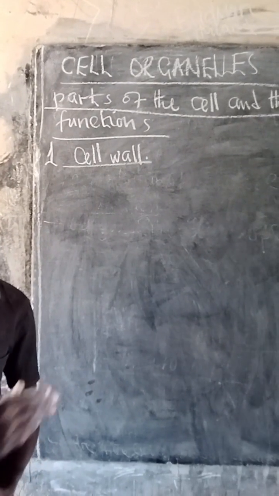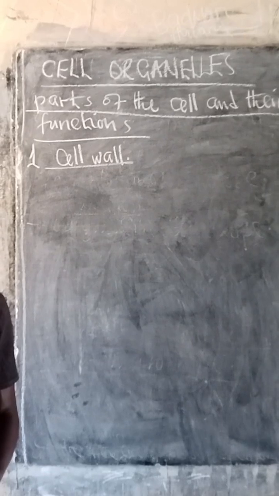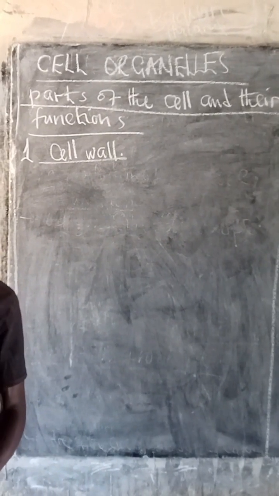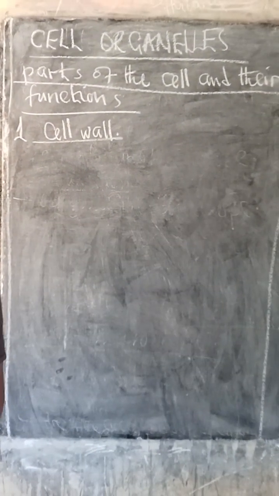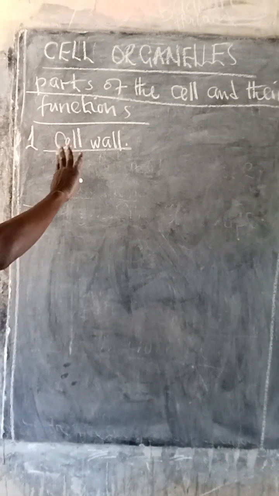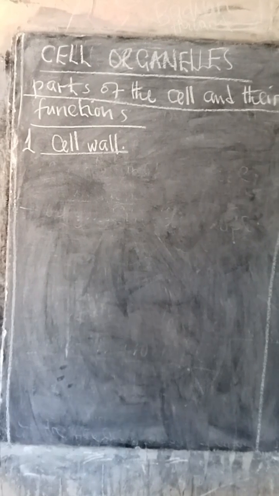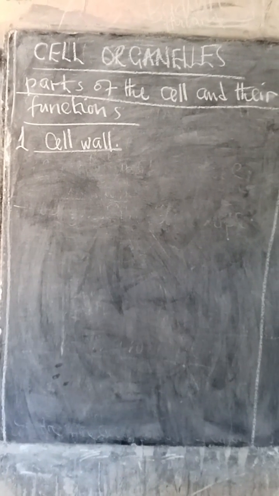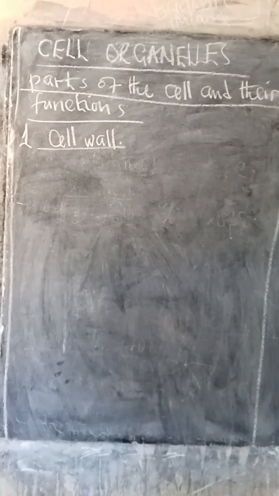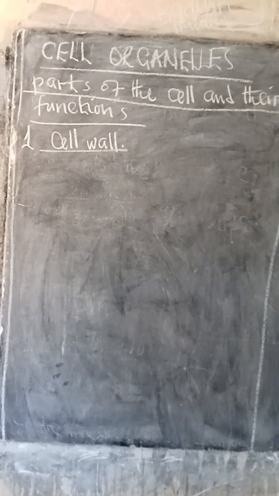Welcome back for the second part of our lesson, which is the cell structure. In the first part, we had looked at the structure of animal and plant cells, and now in this lesson, we're going to look at the parts of the cell and their functions. We're going to look at the function of different parts of the cell, which we consider as organelles. That's why we say cell organelles at the top of the heading there. We're going to look at each part and the role it performs in the cell.